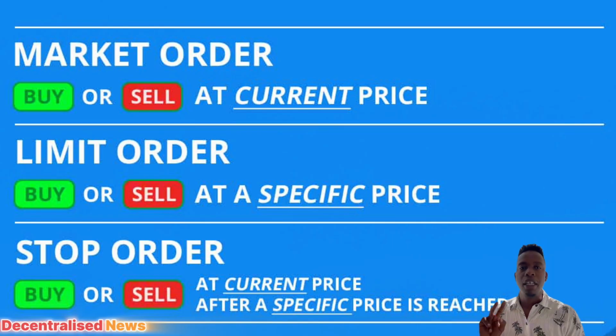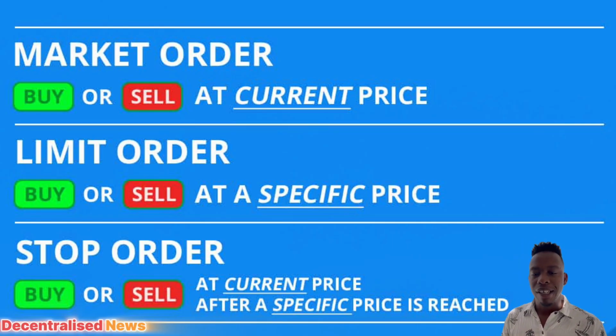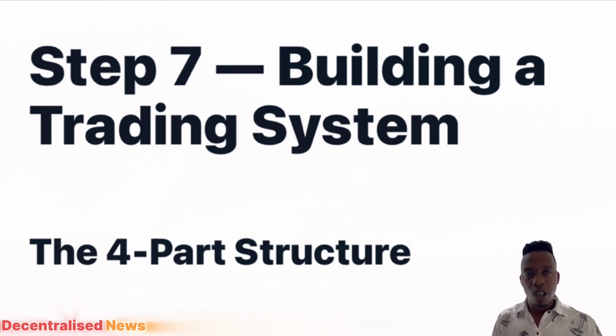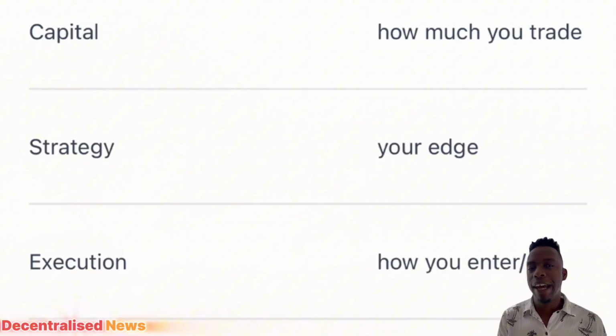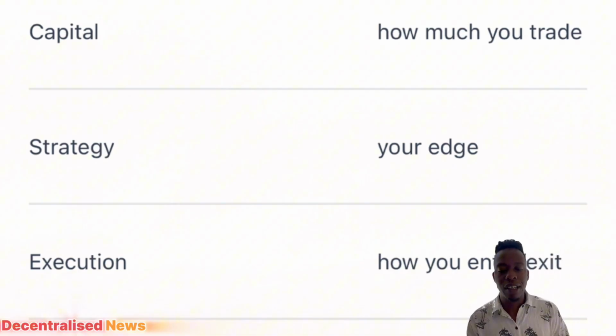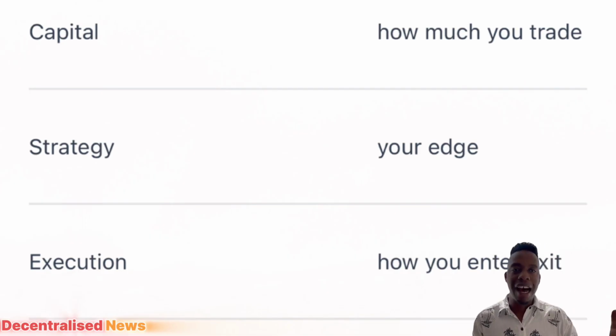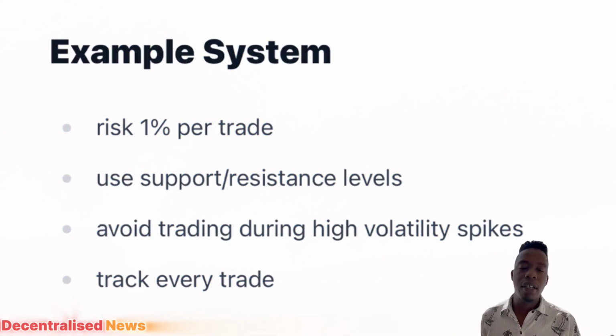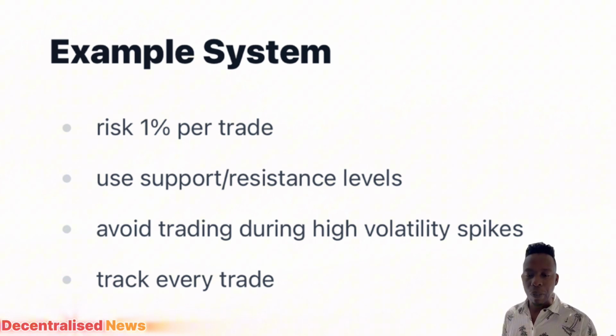Step number 7 is building your trading system, the components and their purpose. Capital is how much you trade, strategy is your edge, execution is how you enter and exit those trades, and risk is how you protect your capital. For example, a system could be: you risk 1% per trade, you use support and resistance levels, you avoid trading during high volatility spikes, and you track every trade.